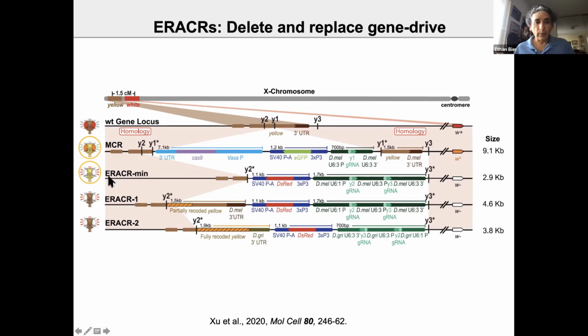In one case, we had an eraser min, which is literally like the diagram. It's got two guide RNAs and a marker on it. That's it. The other one, there are two versions of this, but the most elaborate version was ERACR-2, where we have a recoded version of the yellow gene. So we reestablished function of the yellow. And we also did everything we could to minimize potential recombination between the eraser and the gene drive, because our preliminary experiment suggested that could be an issue. And it turns out that is true. But with ERACR-2 we did everything we could at the time to reduce that target sequence homology.